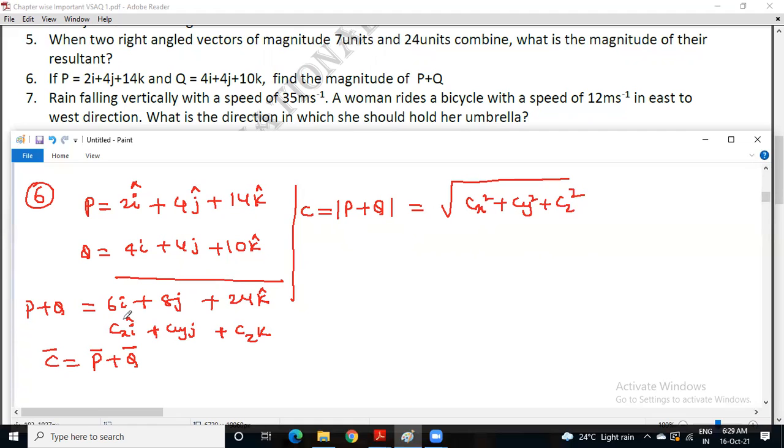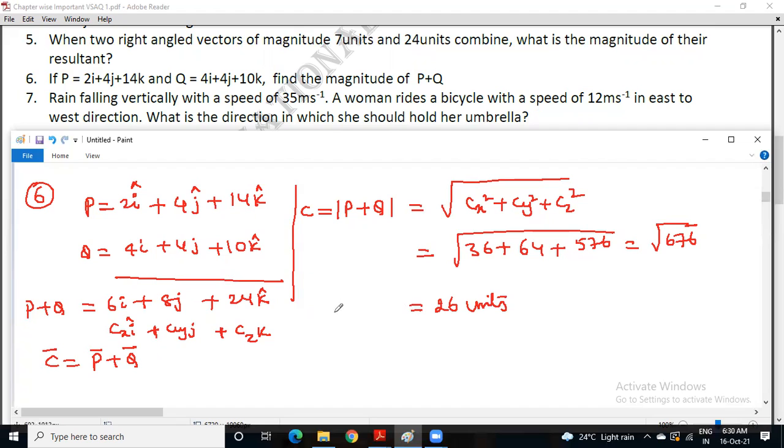Fine. So Cx square will be 36, plus Cy, 8 square is 64, plus 24 square is 576. Once again, root of 36 plus 64 is 100, and it is going to be root 676. Root 676 is going to be 26, but don't forget to write units. So physical quantity, it is a vector. So this is the way to express a vector in physical quantity.